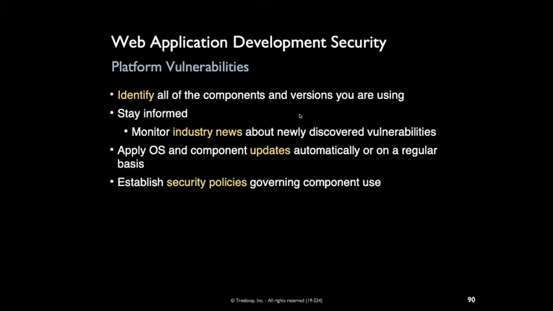Platform vulnerabilities. This is another OWASP top 10 item. Identify all of the components and versions you are using. So in your applications, you should know what third-party things you're using and stay informed, right? Like I think I mentioned this before, stay on top of when new versions come out, and if any security issues have been patched, which may motivate you to move to a newer version.